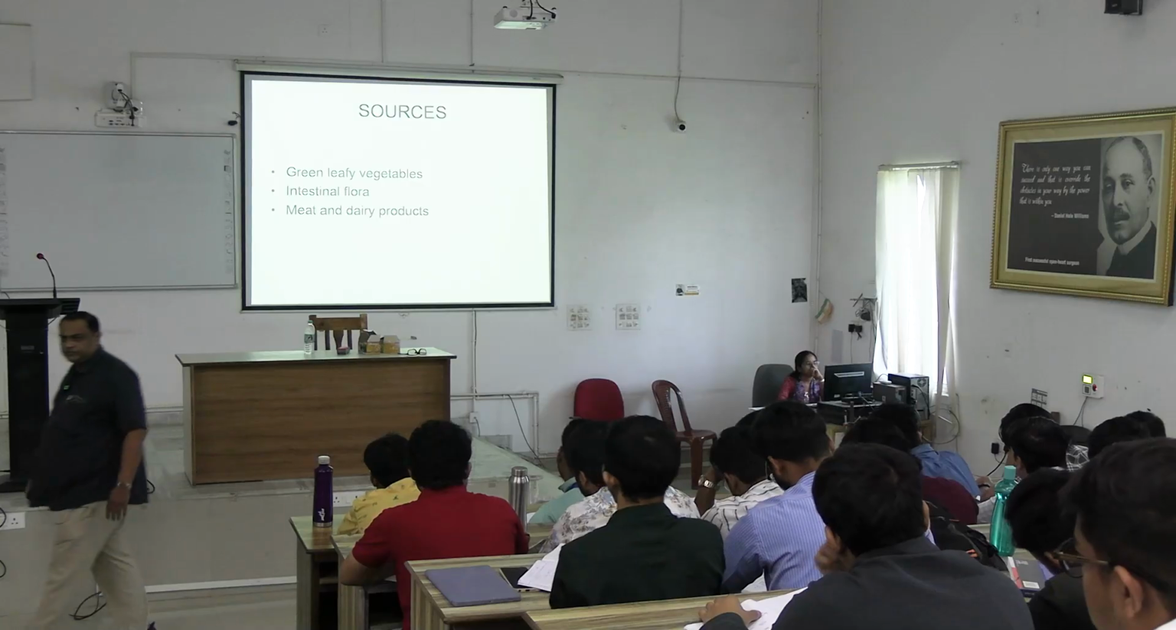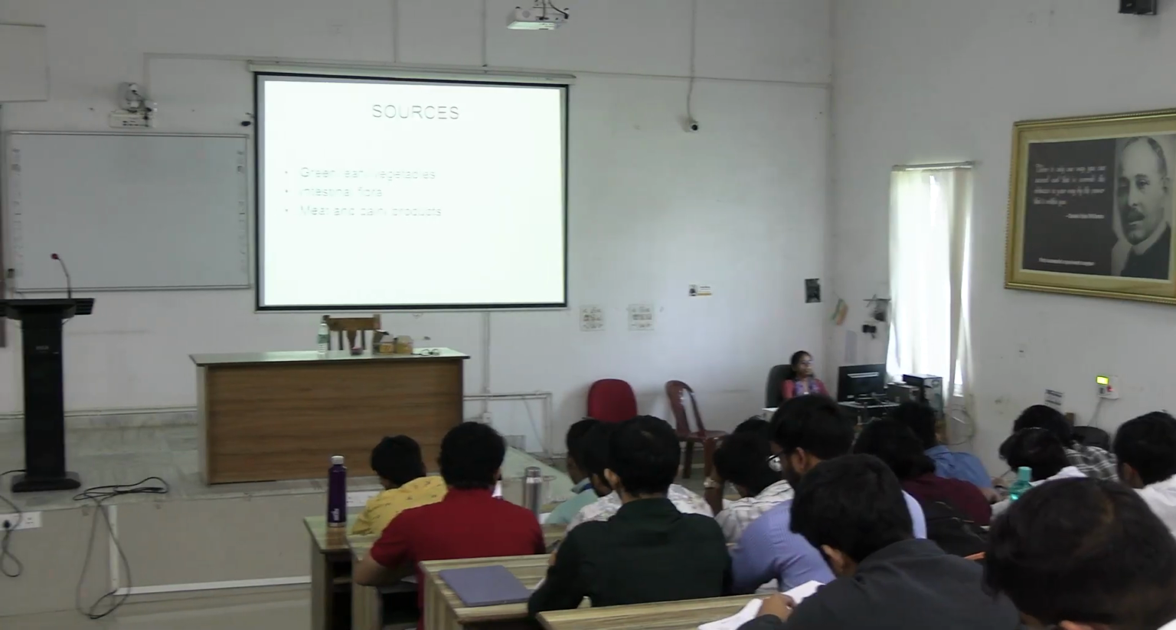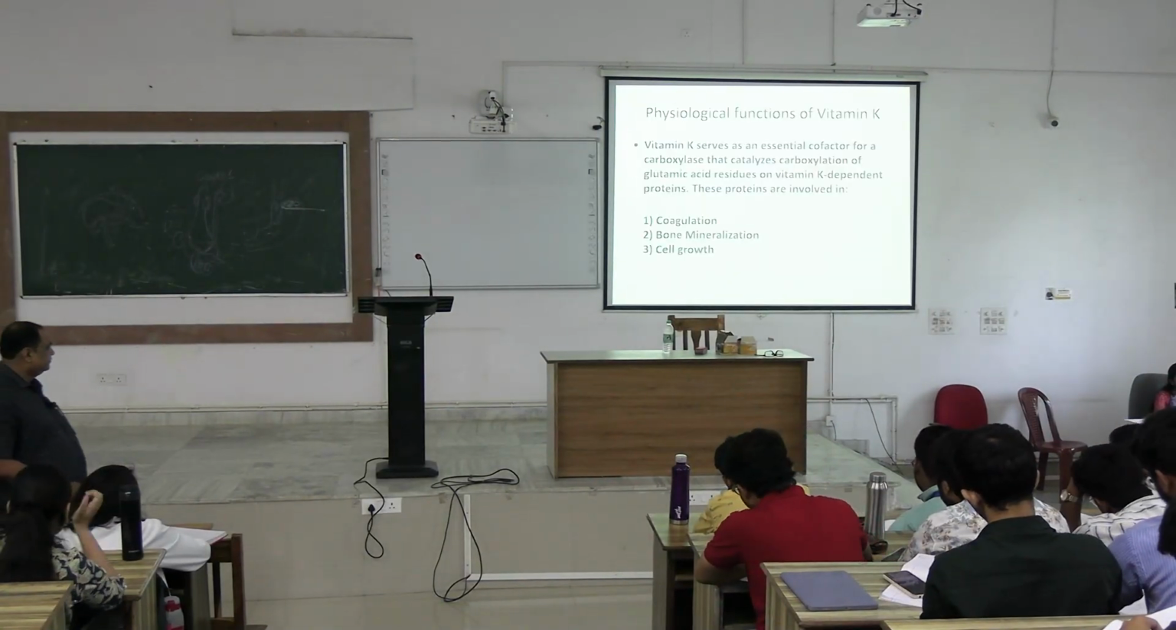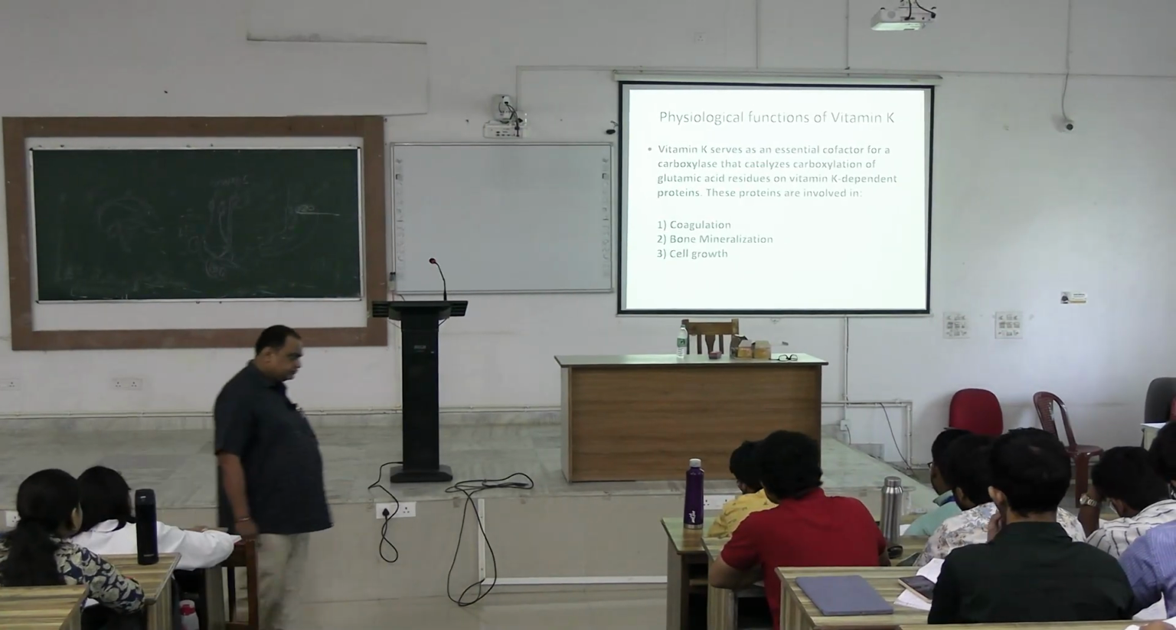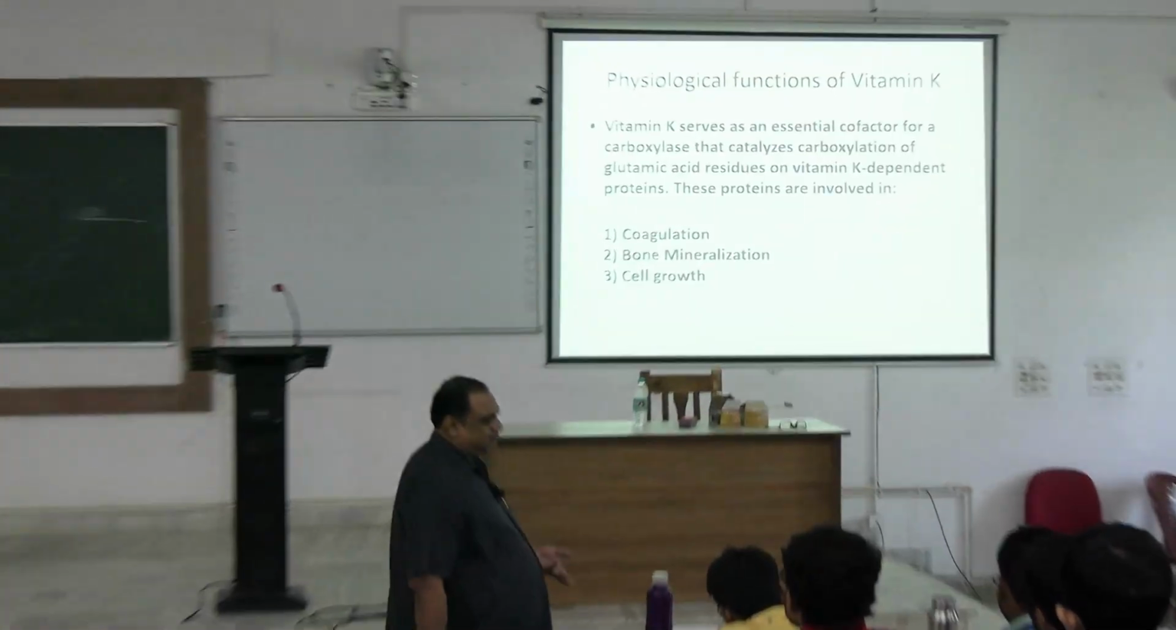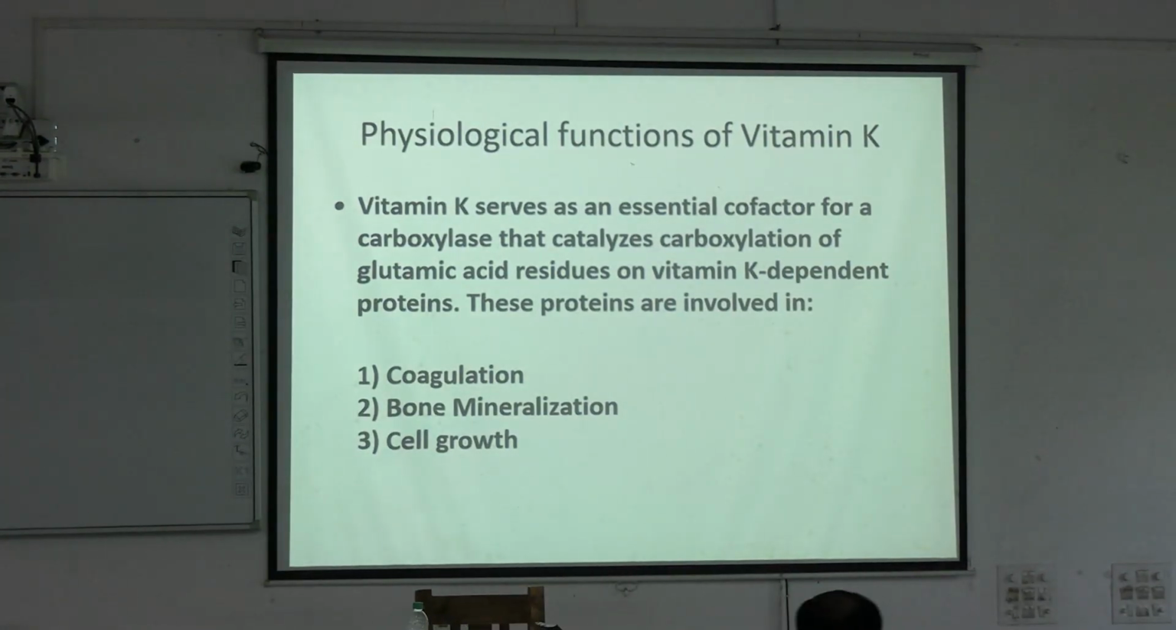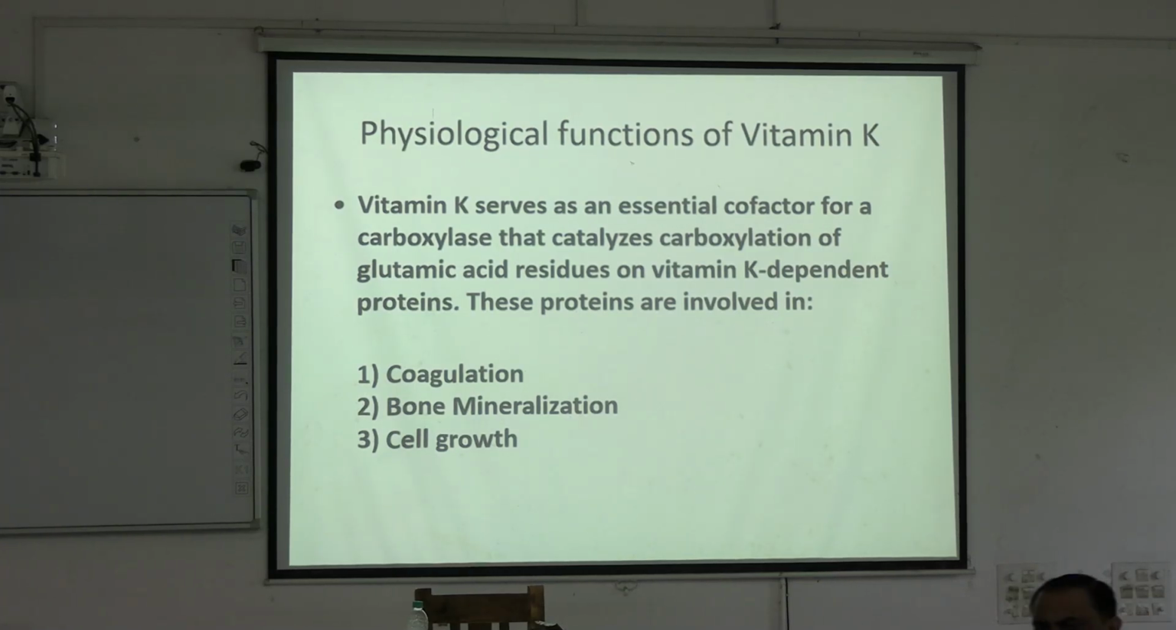Sources: mostly vegetables, fruits and other organ meats. Function: vitamin K has a unique function called coenzyme activity. Now, by and large, it is considered that fat soluble vitamins can be stored in the body and the RDA is very less because they are stored in the body.